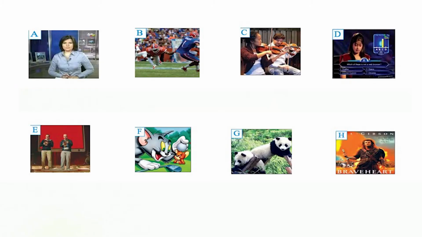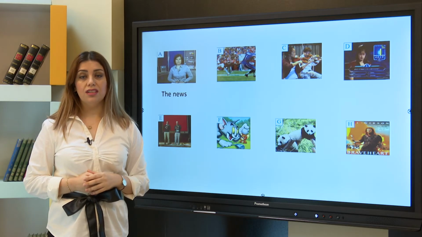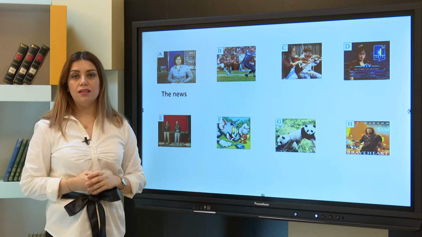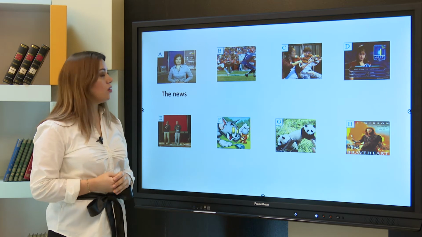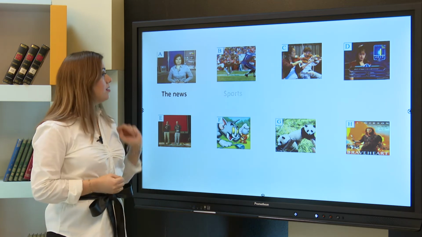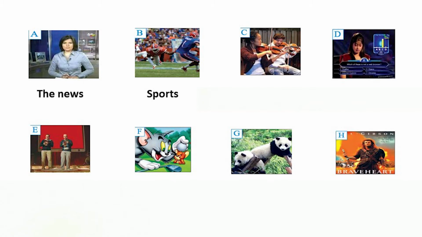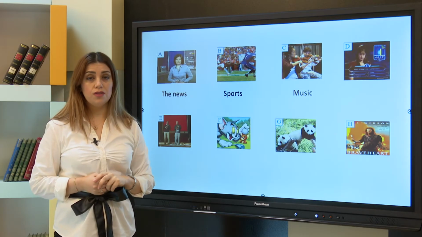For example, the first picture, A. What can it be? Which TV program is it? The news. The news program. In the next picture, we can see some people doing some sport. So this is sports program. Next one, picture C, it's music program.